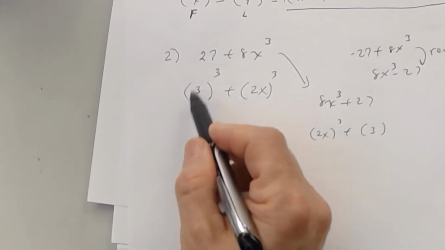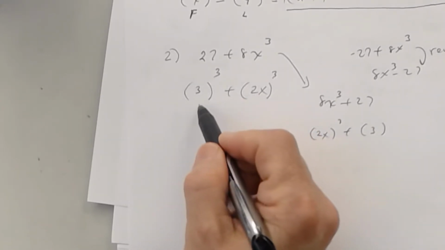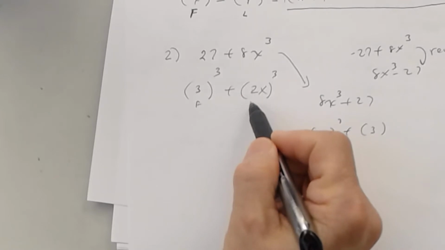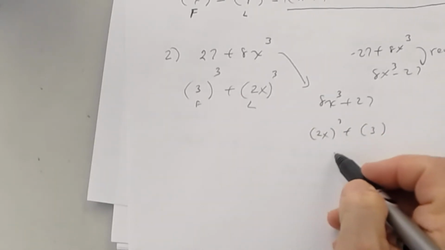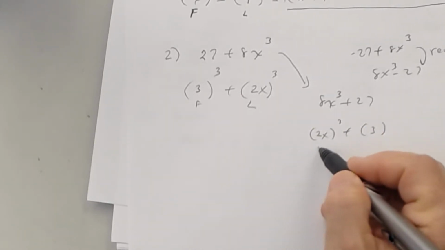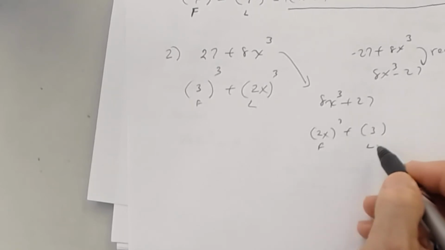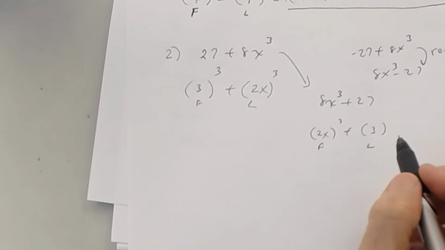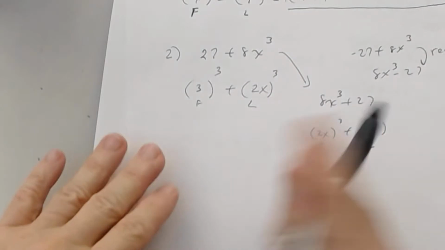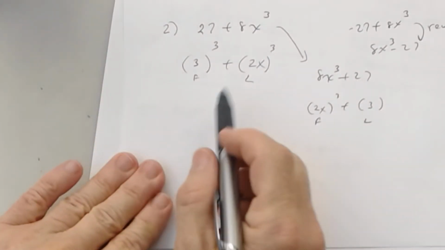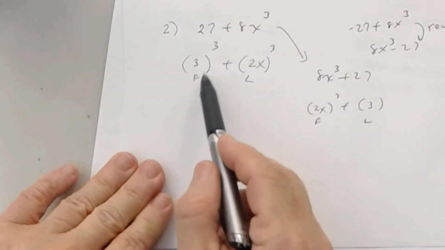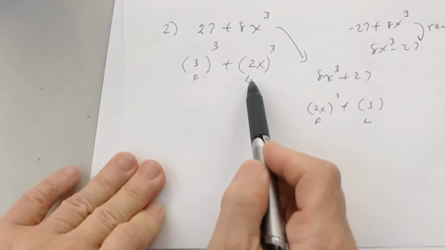In this case, what's f right here that I'm pointing to? 3. And what's L? 2x. If you did this one, what would be f? 2x. What would be L? 3. It doesn't matter. It's still correct. All right, let's go back and do this one. So this is the sum of two cubes. So I found my f, I found my L.